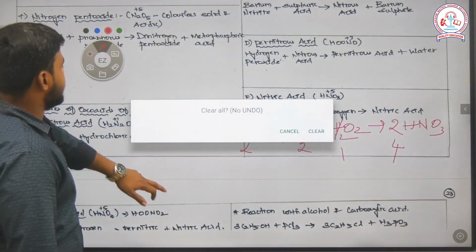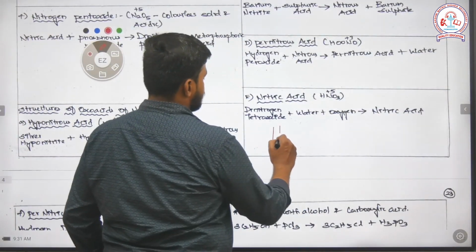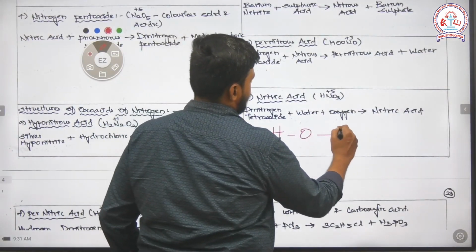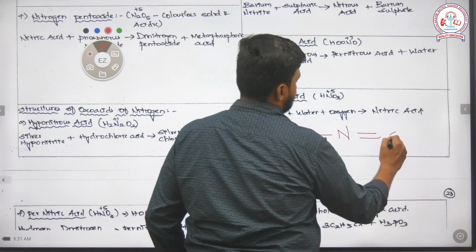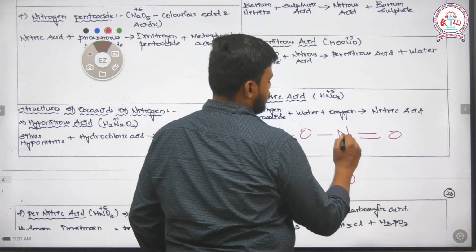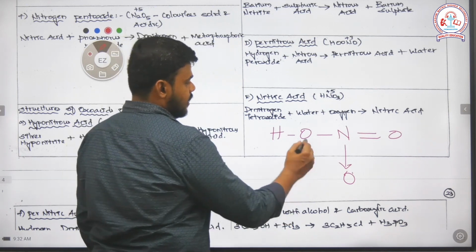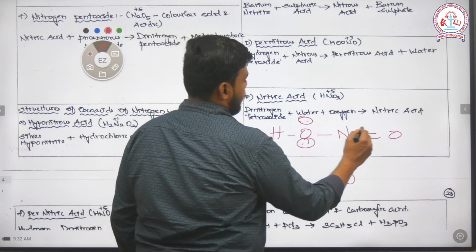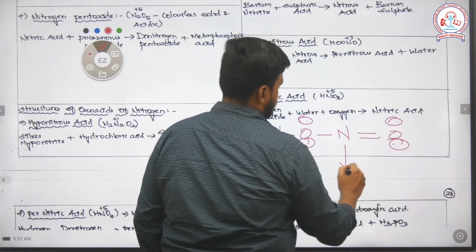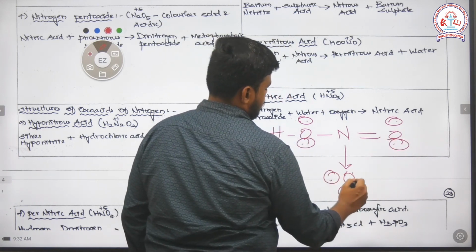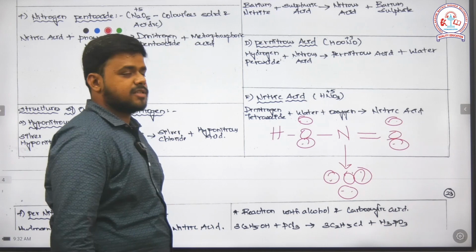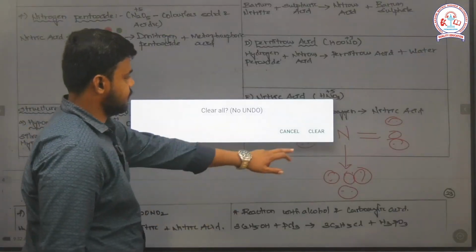Then the structure of nitric acid includes HONO2. So this is what the structure of nitric acid will include, with 2 lone pairs and lone pairs on the atoms. So this can be the structure of nitric acid.